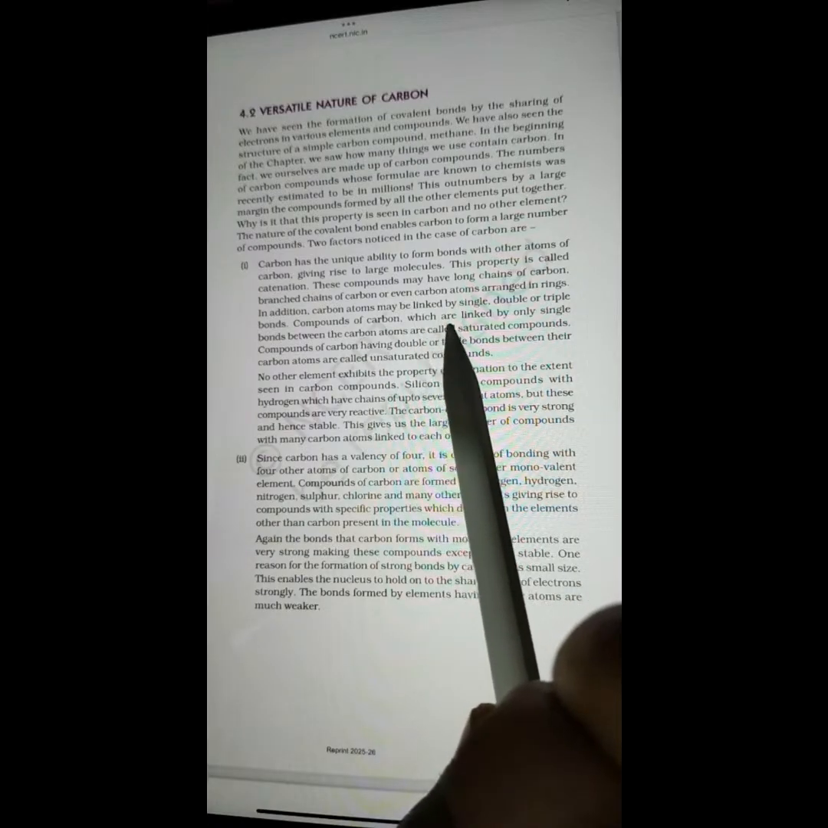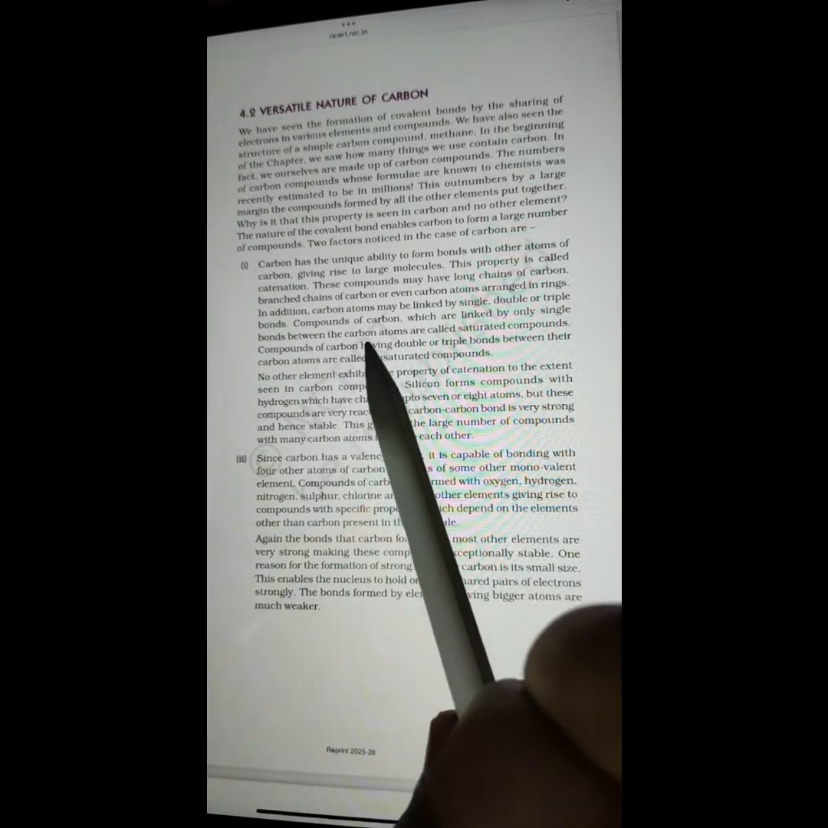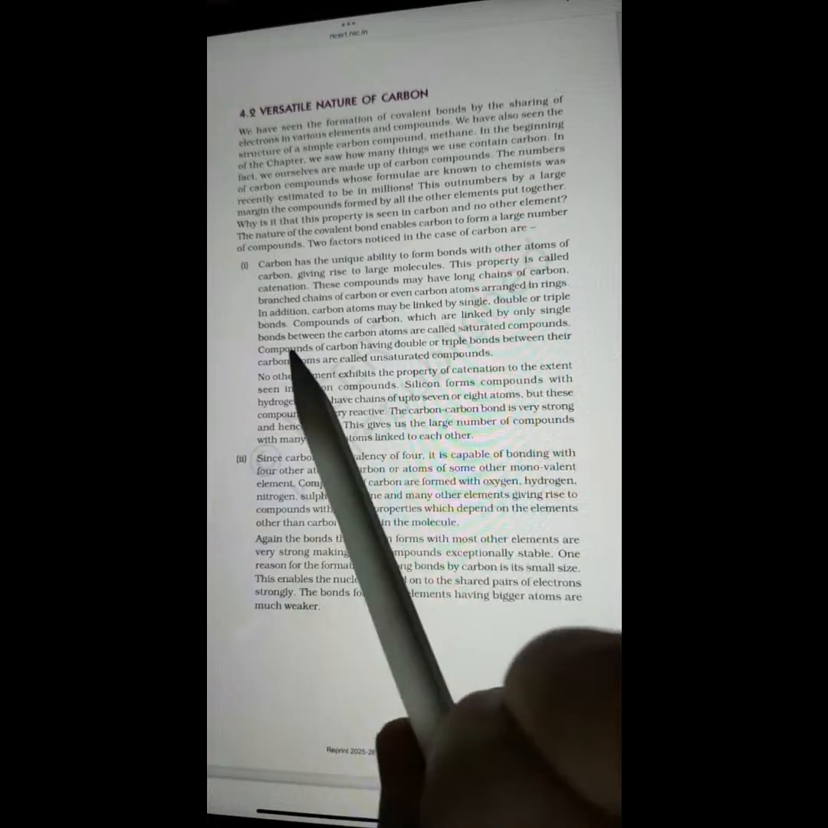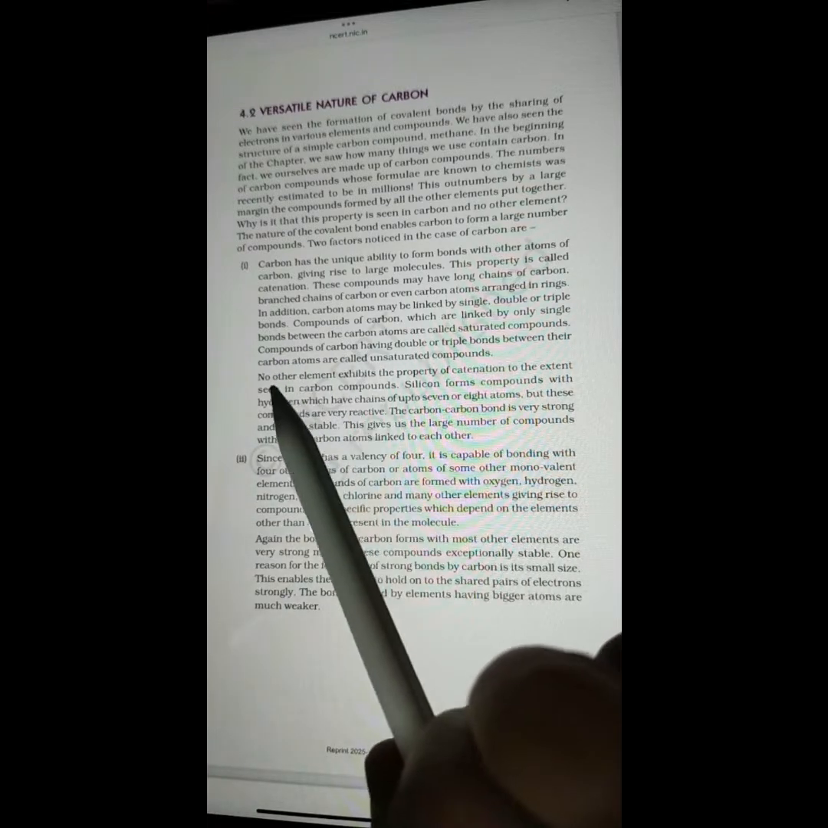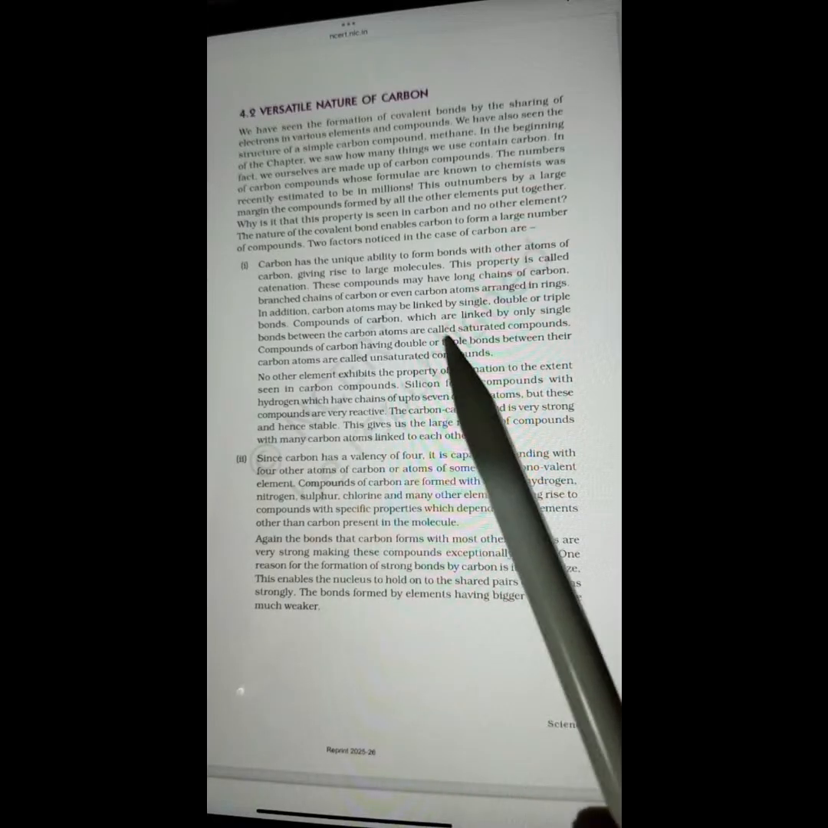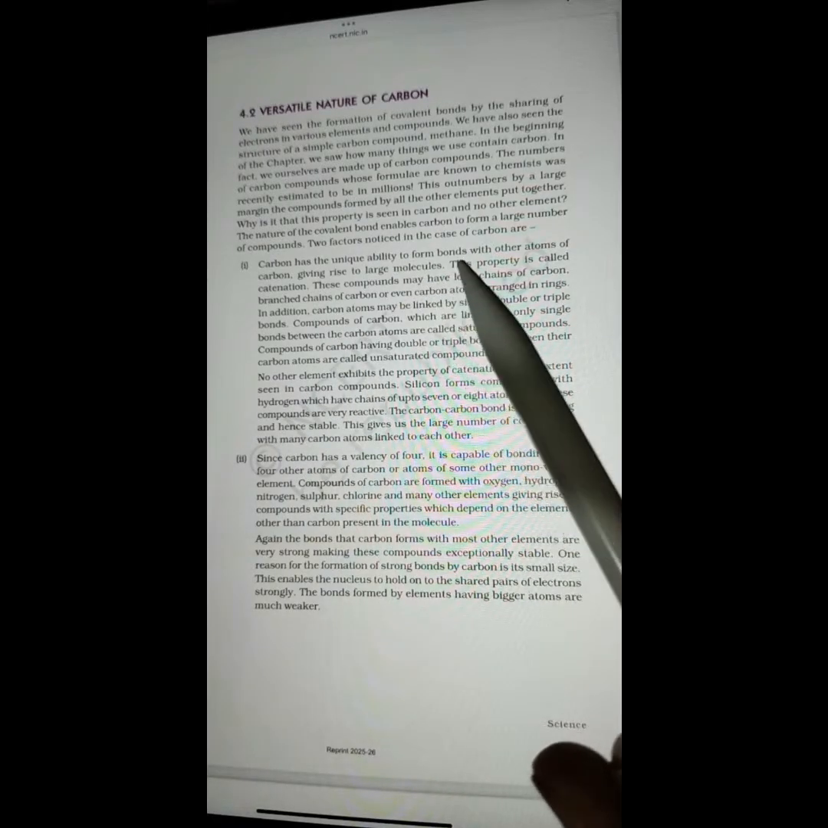Compounds of carbon which are linked by only single bonds between the carbon atoms are called saturated compounds. Compounds of carbon having double or triple bonds between their carbon atoms are called unsaturated compounds.